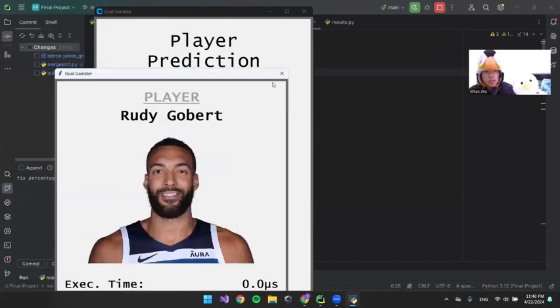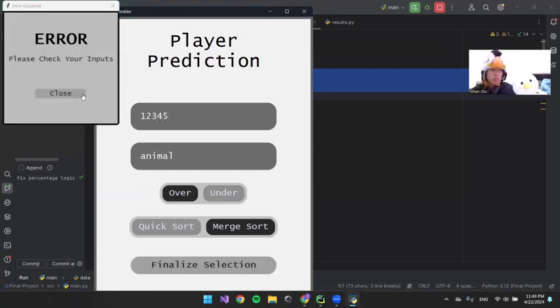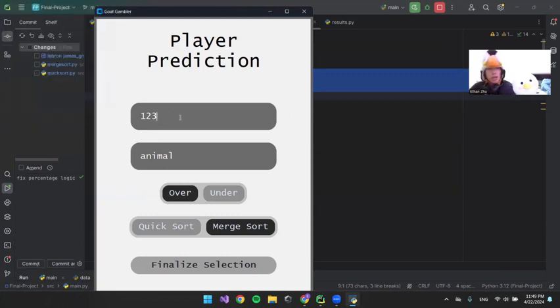Anyways, one last thing. Oh, actually, we can also do like -1. What is the chance someone scores negatively? Does not exist. Check your inputs. You also can't input something like animal, right? And then even above here, let's say Rudy, let's say we want to put a number, finalize. Also doesn't work because, well, unless you're a robot, you can't do that.